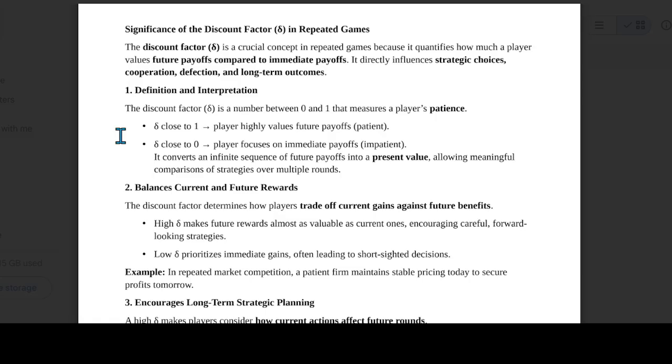It tells us how much the player cares about the future in a game that repeats again and again. That is what a repeated game is. ठीक है? If the discount factor is close to one, the player highly values future rewards. If it is low, the player cares about what they can get as an immediate benefit. So it helps compare future benefits to today's benefits.